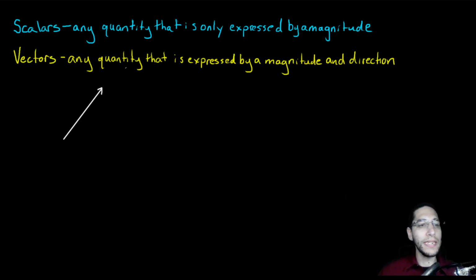So the magnitude is easy. The magnitude is just going to be how long this vector is. The direction, we need to figure out two things. We need to figure out which way this arrow is pointing. So to do that, we figure out the head of the vector. The head of the vector is going to be the arrowhead. The other side down here is going to be the tail.